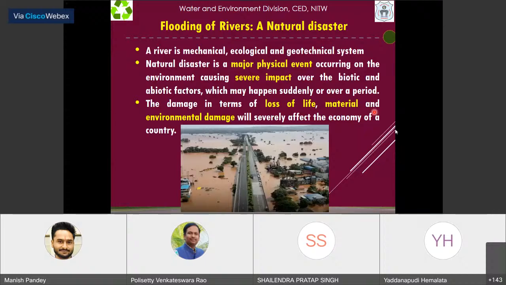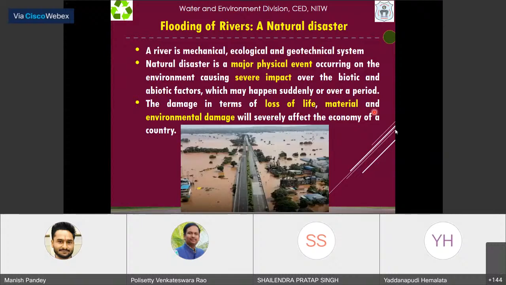So first, let us try to understand a little bit more about the river from an environmental point of view. If I want to define a river, it is a mechanical, ecological and geotechnical system. It seems very surprising and difficult to understand and digest, but when you look at river dynamics, the definition gives you a justification.